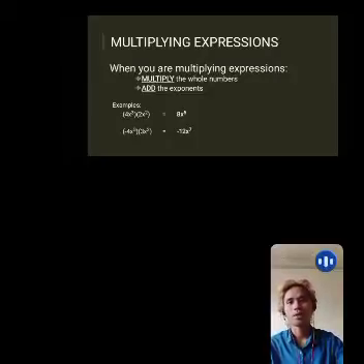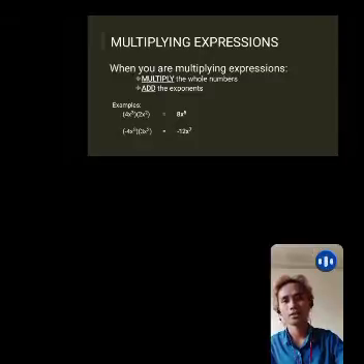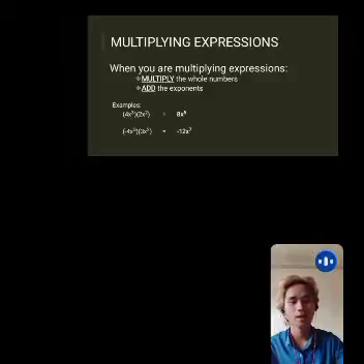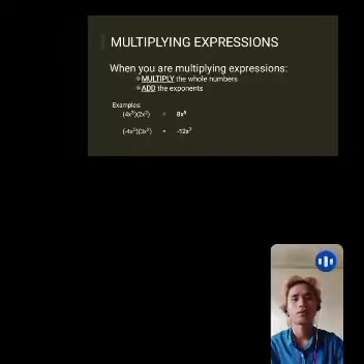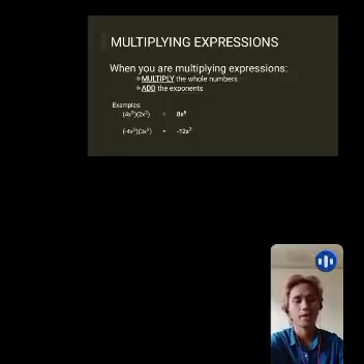The second example is negative 4x raised to the power of 5 times 3x squared. Multiplying that, negative 4 times 3 is negative 12. Adding 5 plus 2, that would be 7. So negative 12x raised to the power of 7.